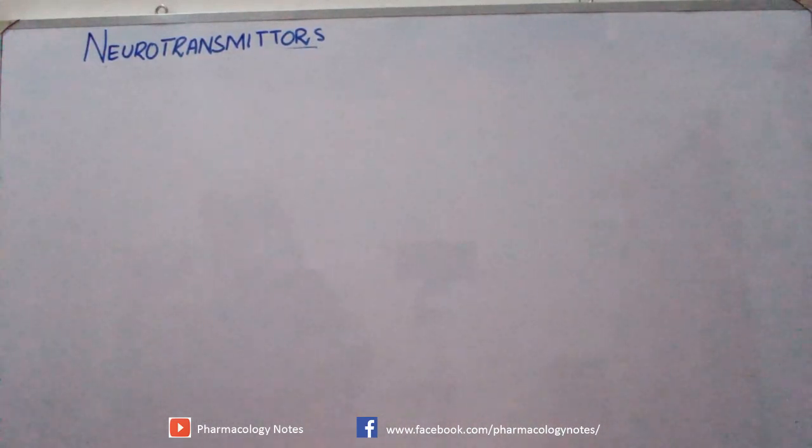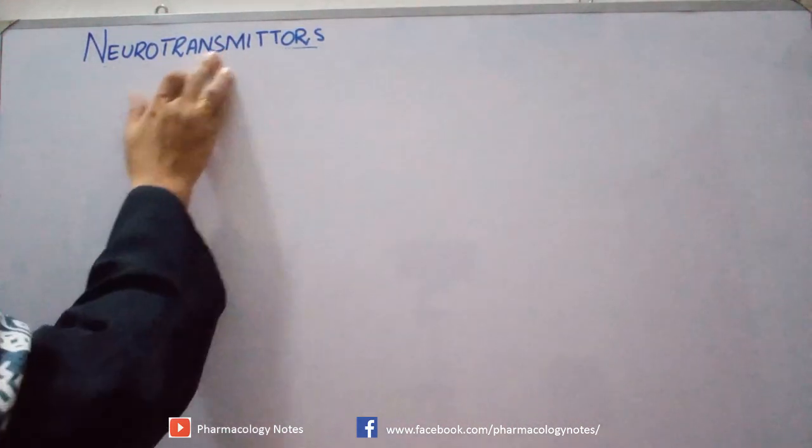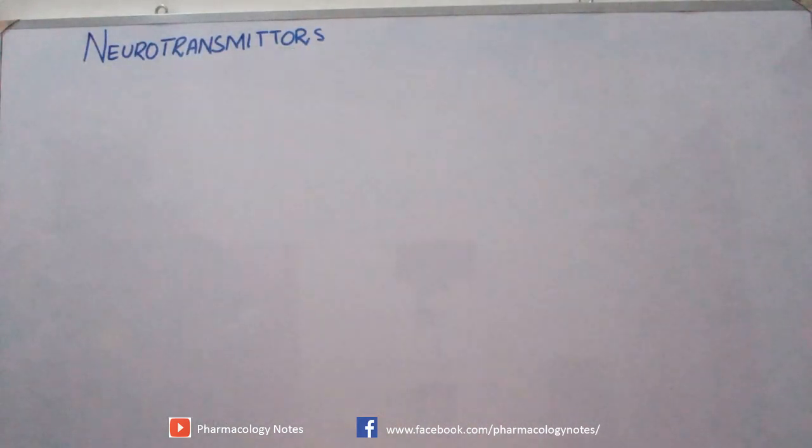Today we are going to study about neurotransmitters. Yes, in pharmacology, at multiple sites, we will study about neurotransmitters and their actions. So we must know what those neurotransmitters are and what the types of neurotransmitters are. Before going forward, let's have a look at the outline of what we are going to do today.